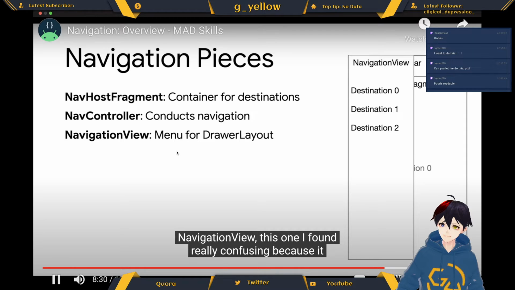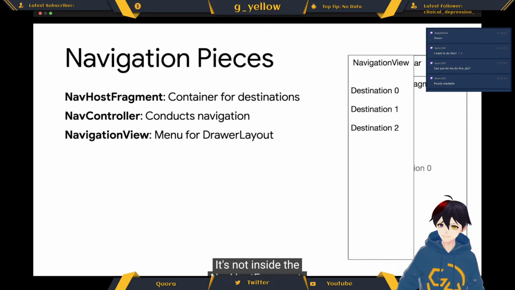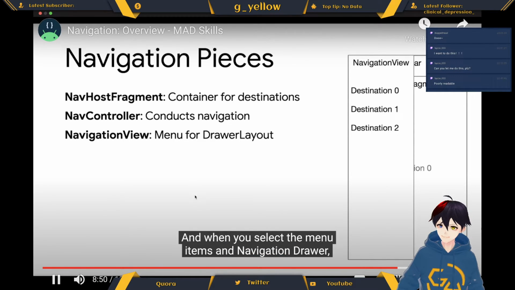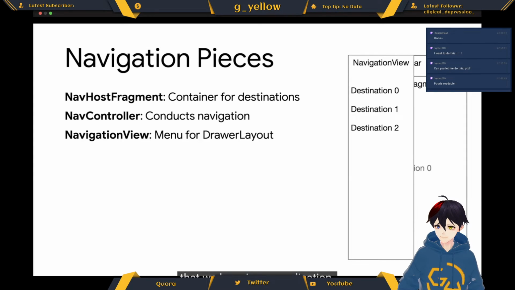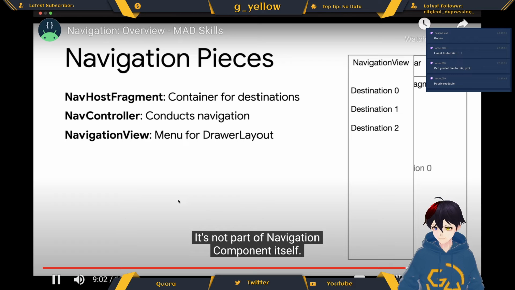Navigation view, this one I found really confusing because it kind of relates, but it kind of doesn't. It's not inside the Nav Host Fragment. It's not part of navigation component. It existed before navigation component, and it's talking about the menu that is in the navigation drawer. So we're using it in this activity that we just created in the application we were just playing with. When you select the menu items in navigation drawer, it will drive to the different destinations that we have in our application. But it's really kind of a separate thing. It's not part of navigation component itself. Instead, it interacts with the pieces of navigation component.